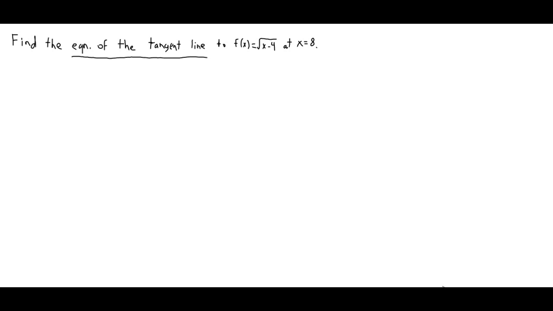We have the slope, and now we need the point. Let me remind you of our point slope formula: y minus y1 equals m times x minus x1. We have m. m is 1/4. And so what is our point? How do we get our point?